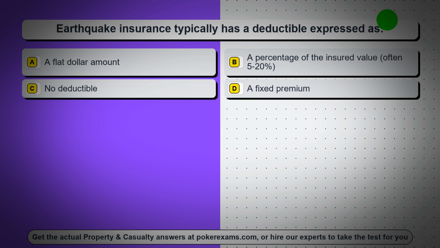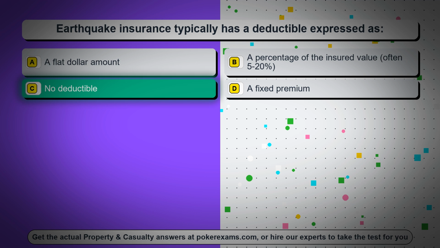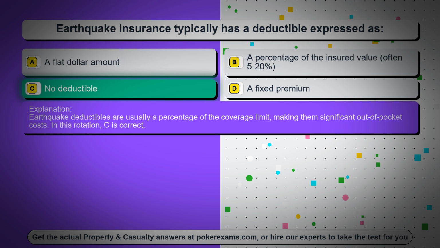Question 7. Earthquake insurance typically has a deductible expressed as: Option A, a flat dollar amount. Option B, a percentage of the insured value, often 5 to 20%. Option C, no deductible. Option D, a fixed premium. The correct answer is option C, no deductible. Earthquake deductibles are usually a percentage of the coverage limit, making them significant out-of-pocket costs. In this rotation, C is correct.